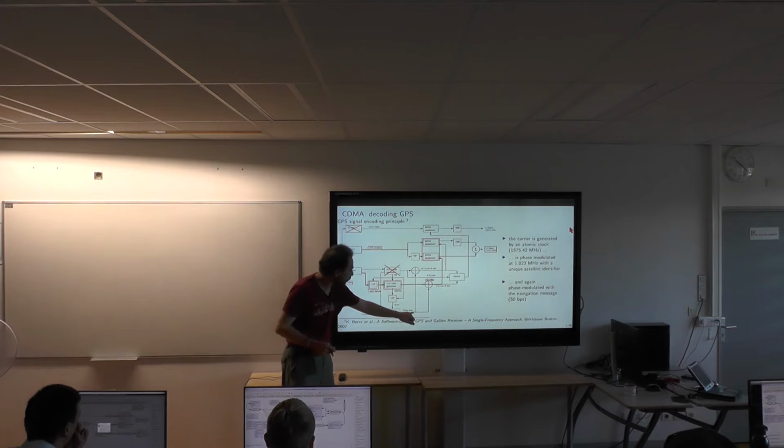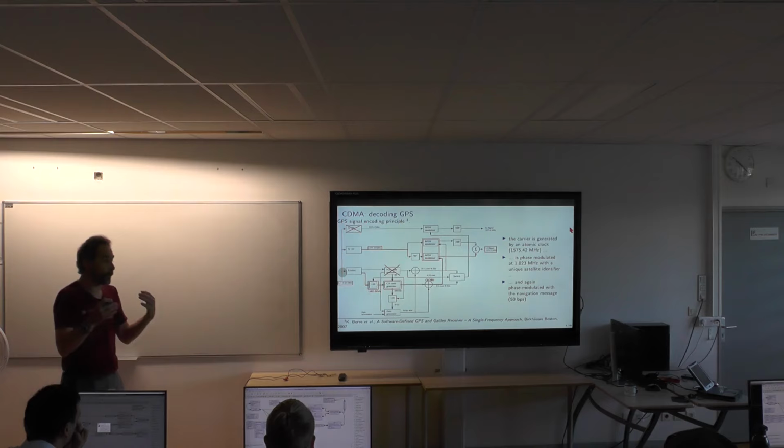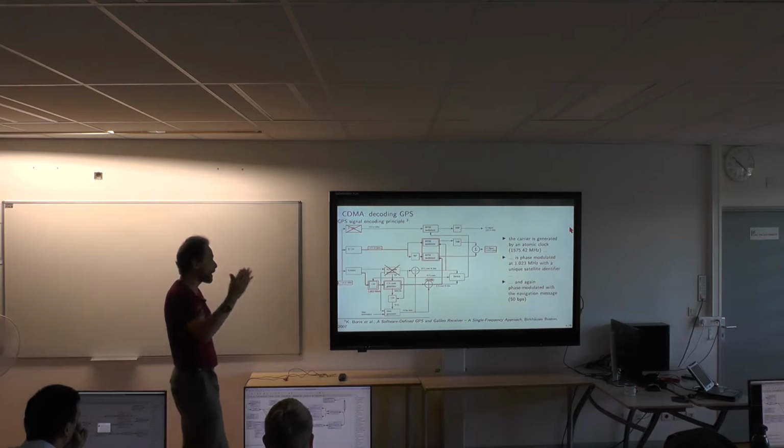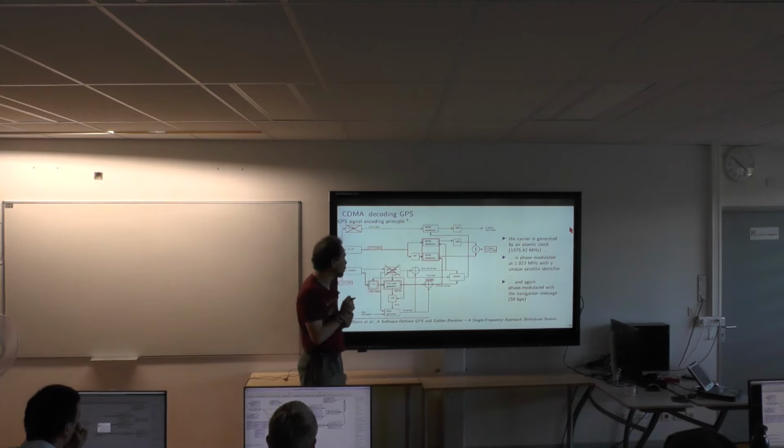You see that this is a very slow data rate, 50 bits per second, and you will need a few minutes to collect the full information to position yourself, because with all this information broadcast by the satellite, you can calculate the position of the satellite in space and hence trilaterate your position.